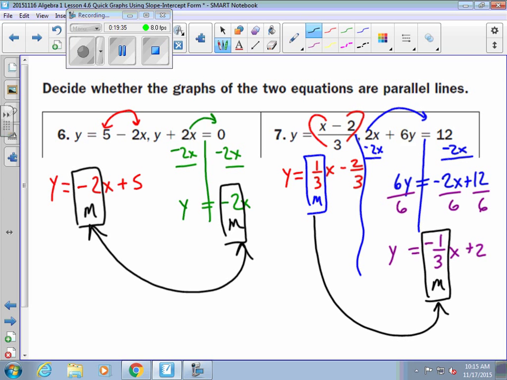When you compare these two, 1/3 and negative 1/3, even though they're the same number, they're opposite because one's positive and one's negative, which means they are not the same, which means they are not parallel lines.